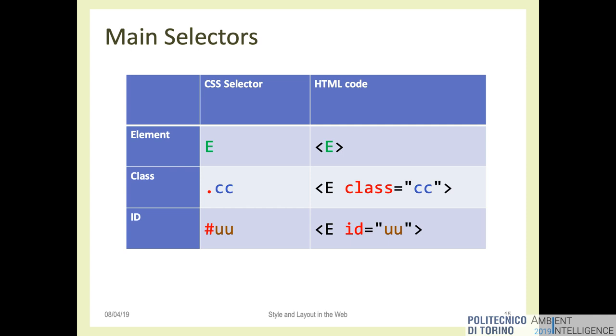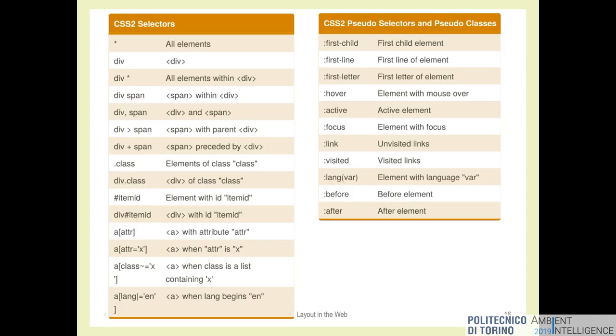So maybe one P element gets the identifier, the ID, not every element in the page. And these three selectors can be combined in very different ways. So for example, you could say, okay, second line, that is what we did right now.